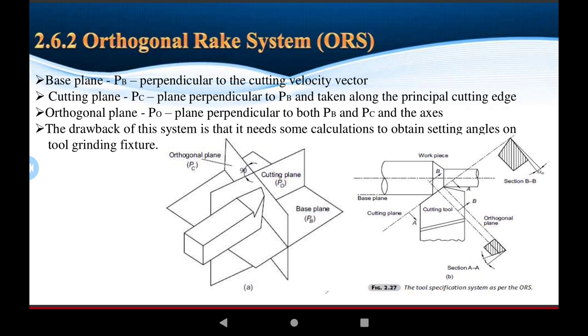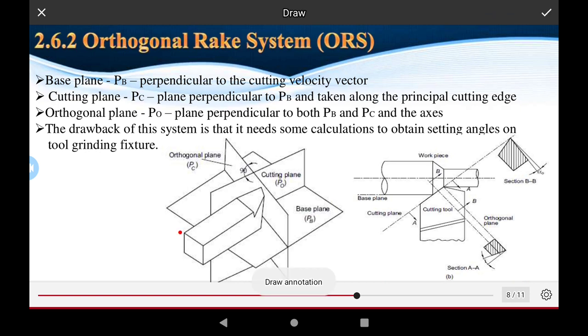Orthogonal rake system: the base plane PB is perpendicular to the cutting velocity. The cutting plane PC is the plane perpendicular to the base plane and taken along the principal cutting edge. The orthogonal plane PO is the plane perpendicular to both PB, the base plane, and PC, the cutting plane. The drawback of this system is that some calculation is needed to find out the cutting velocity.